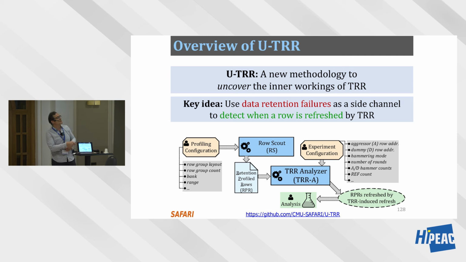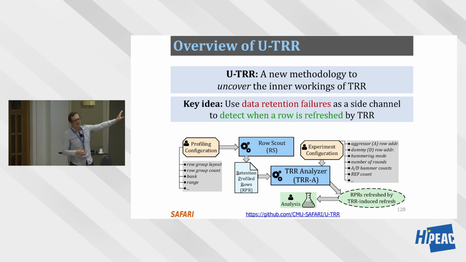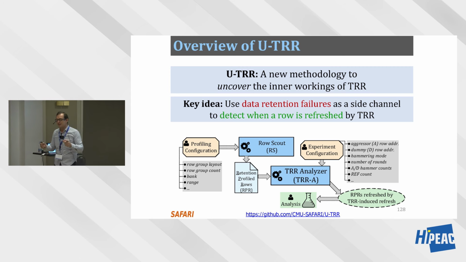And the idea is to use data retention failures as a side channel to detect when a row is refreshed by target row refresh. I'll give you the idea very simply. There's a lot that goes into it, but the basic idea is you figure out the retention time of a row. You can do that reliably for many rows. And you don't refresh that row long enough so that you expect to get errors in that row due to retention failures, right? If you don't refresh a row that cannot retain data for more than some number of milliseconds, if you don't refresh it for longer than that, you will get bit flips.